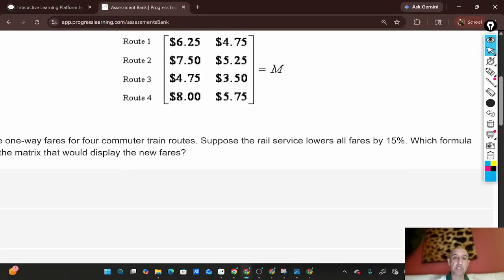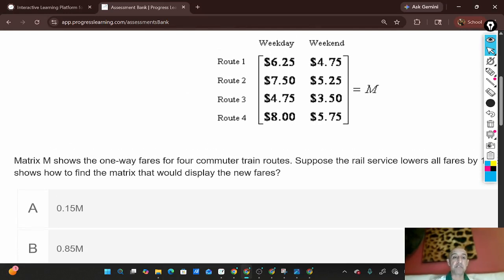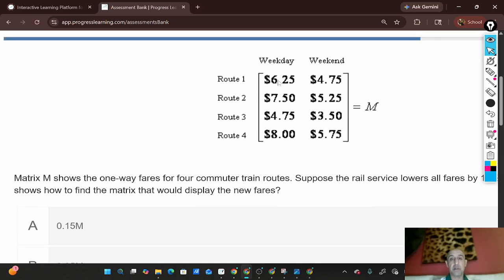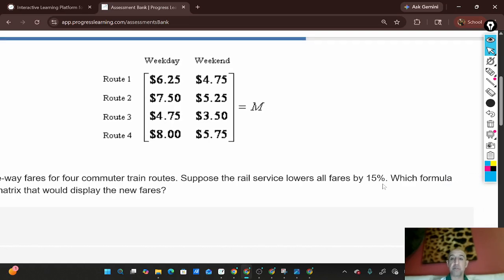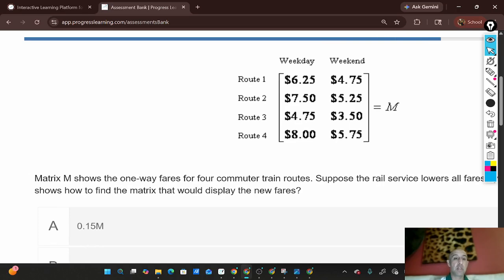So in this question, we have that the matrix M shows the one-way fares for four commuter train routes. So route 1 in row 1, route 2 in row 2, route 3 in row 3, and route 4 in row 4. Suppose the rail service lowered fares by 15%. Which formula shows how to find the matrix that would display the new fares?